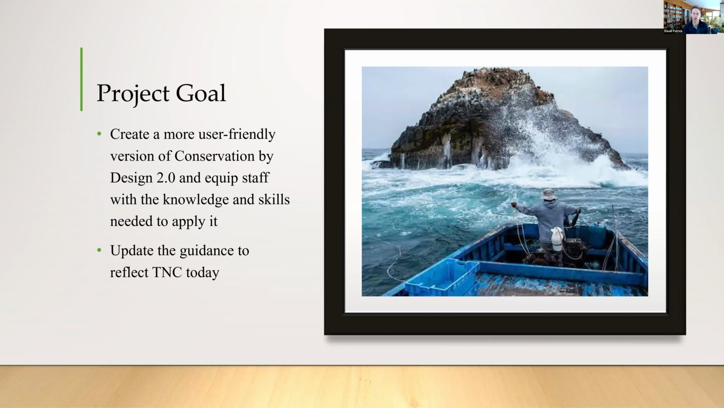So I want to begin with the goal of the current work to update the guidance. We have the support of a grant through the Margaret A. Cargill Philanthropies, MACP, to undertake this work. And our goal is fairly straightforward. We want to take the previous version of the guidance, Conservation by Design 2.0, and update it to meet the needs of the organization today, to make it more user-friendly, and to take advantage of this opportunity to make sure that the guidance reflects how we want to operate as an organization today as we continue to evolve in our approaches to our work.